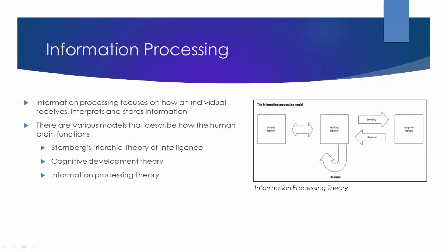Information processing is very important in manufacturing facilities and when you're trying to engineer and develop systems of work for people who are performing certain tasks. It is specifically the study of how an individual receives, interprets, and stores information. Now, over the years, there have been certain models and theories that have been developed to try to understand how the human brain works and how it functions. For example, there are theories such as Sternberg's triarchic theory of intelligence, the cognitive development theory, and also information processing theory, which as you can see on the right here.